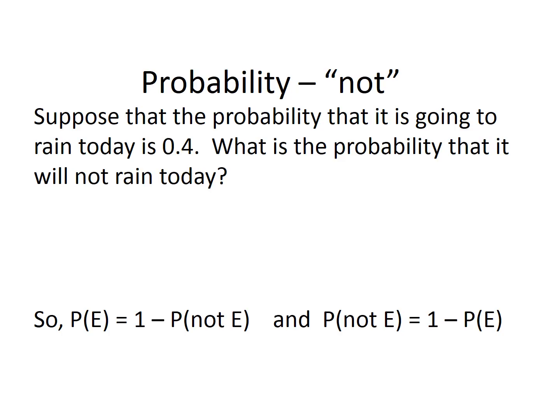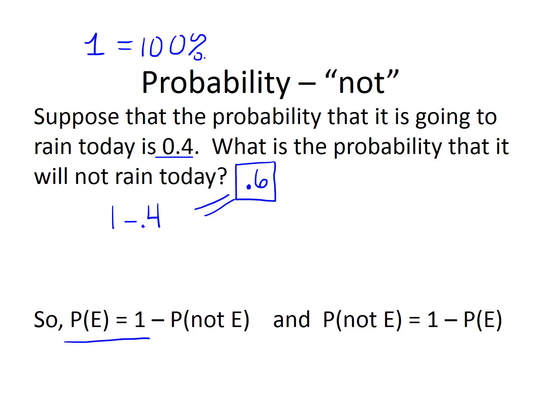Suppose that the probability that it is going to rain today is 0.4. What is the probability that it will not rain today? Well, we know 0.4 means 40%, so we know that it's 60% or 0.6. So basically, if we know there's two possible outcomes and we know the probability it will rain is 0.4, we know that the probability it will not rain is 0.6. They have to total 1 because remember 1 represents 100%.